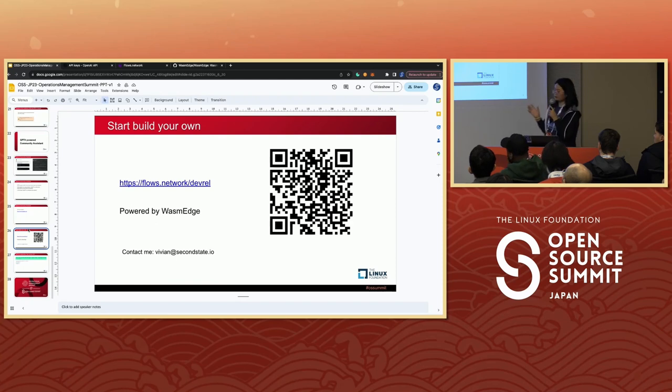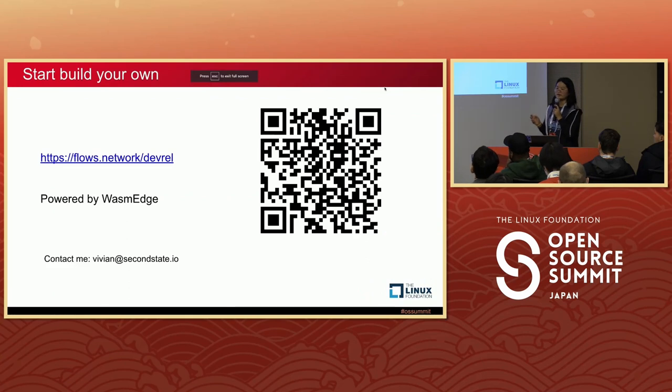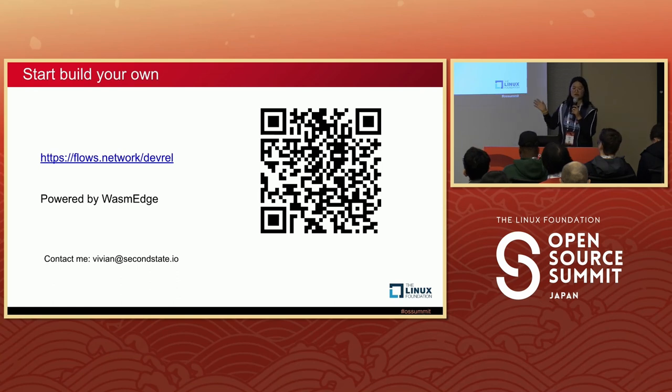If you want to build any automation, whether powered by ChatGPT or not, you can scan this QR code to check the automation tools I mentioned in my slides, and this tool is powered by WasmEdge. And if you have any questions in building your own automations, you can contact me, and I put my email here.